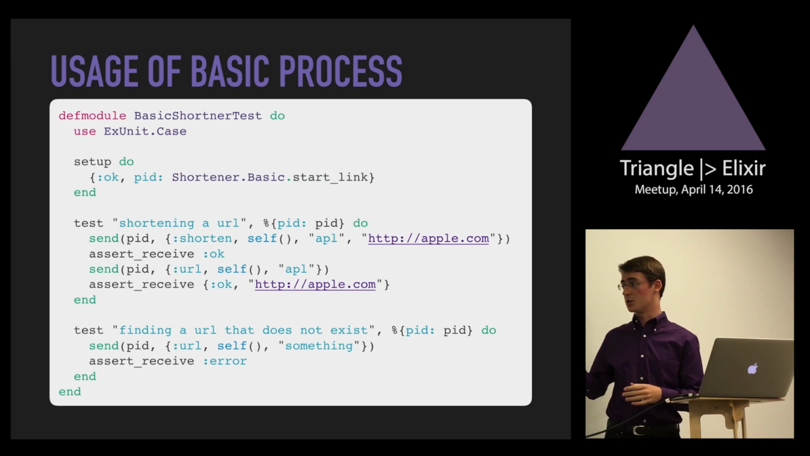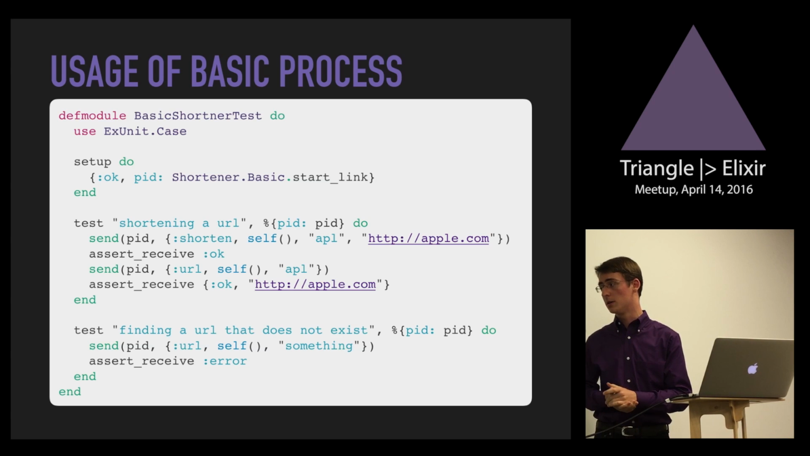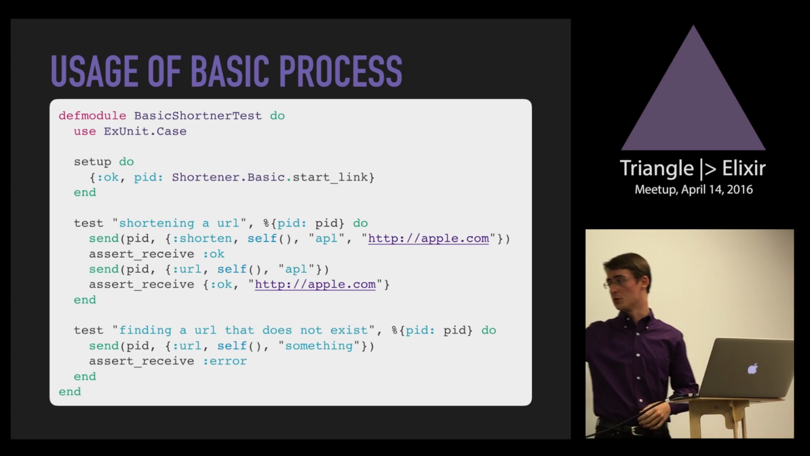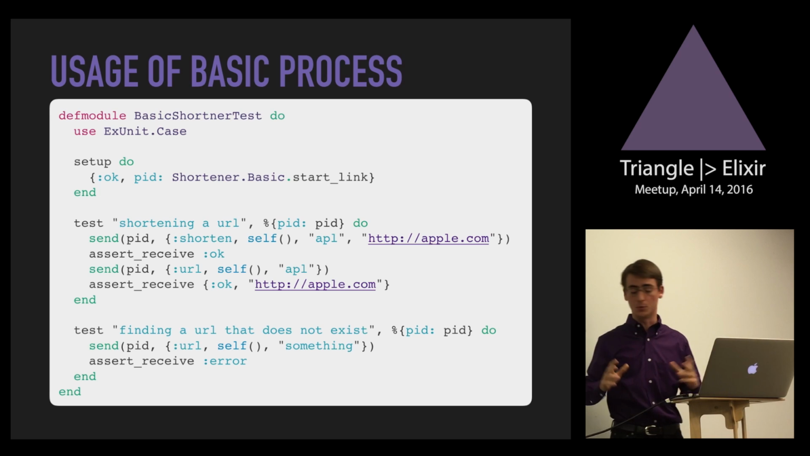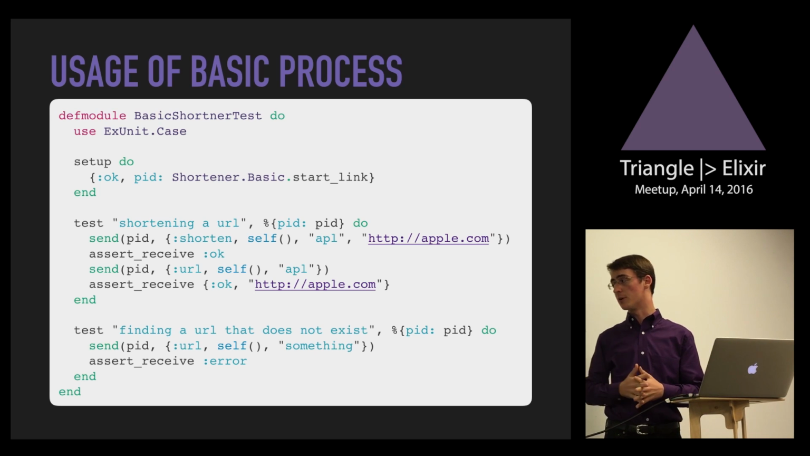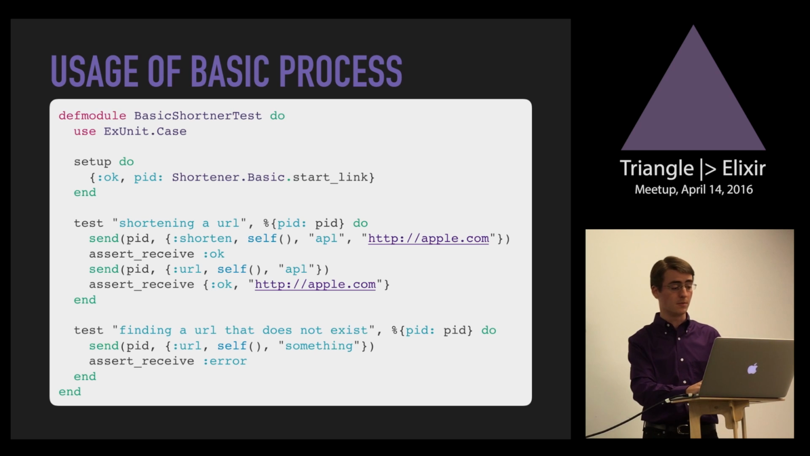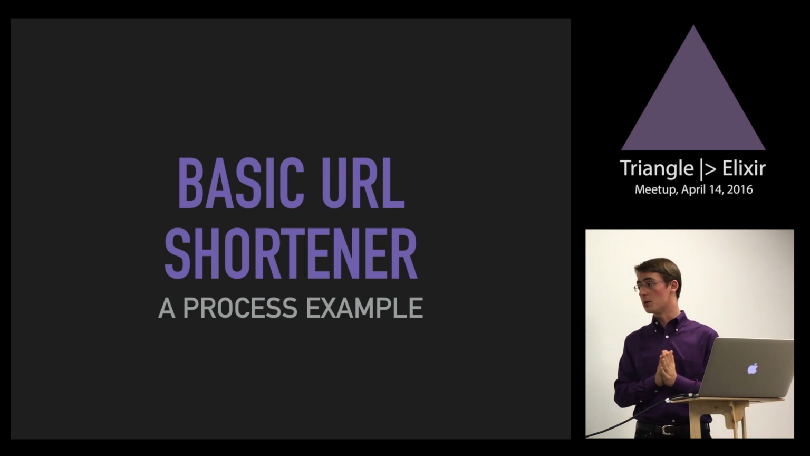So in this case, I just have 2 simple tests, shortening URL and finding URL. So the message here is being sent as the shorten with the whole tuple thing. And self is a reference to yourself, your process ID, so that you can respond with messages. So I want to jump and do that as a live demo real quick. Hopefully this will work. And if you have any questions, please let me know.